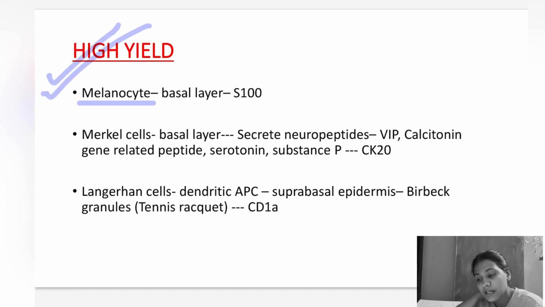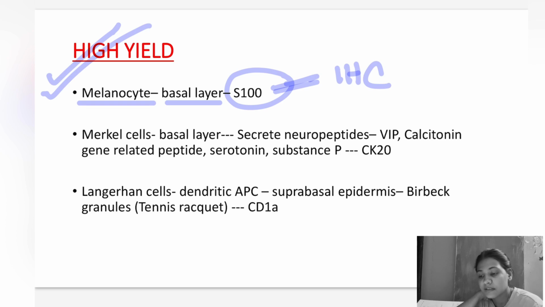So now these are the high yield questions that you are supposed to remember. Melanocyte is usually present in the basal layer and is stained by S100. This is the IHC for melanocytes. And Merkel cells. Merkel cells usually secrete neuropeptides, which are vasoactive intestinal peptide, calcitonin gene-related peptide, serotonin and substance P. Again, they are seen in the basal layer and they stain by CK20.